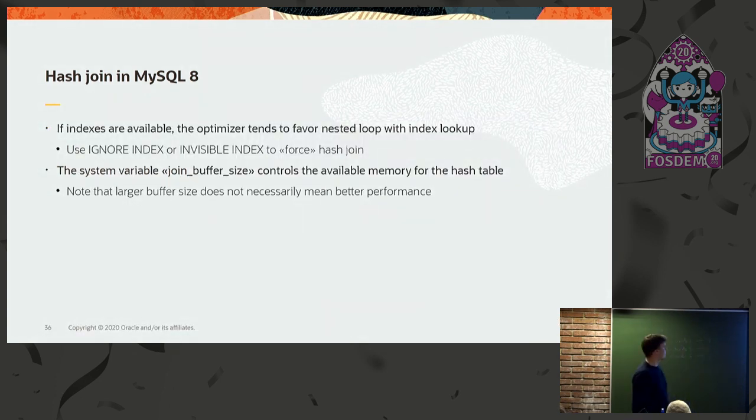If indexes are available, the optimizer will tend to favor nested loop with index lookups instead of hash join. If you want to force a hash join to be used, you can either use the ignore index syntax or use the new invisible index feature to turn off indexes and force the optimizer to choose a hash join plan. Is there not a query hint to do that? Oh, you can use the optimizer hints as well. Yeah, you can.